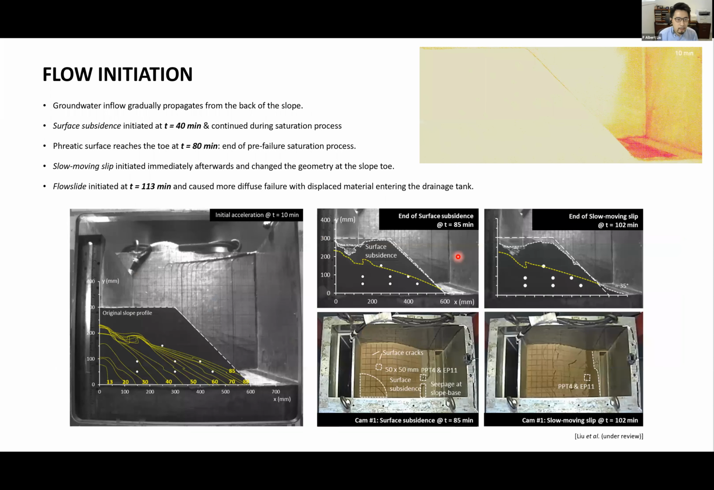So here is the slope model. And you can see here is the propagation. Of course, this is the image at the very beginning of the test, but you can see the yellow line indicates the propagation of the phreatic surface inside the slope, as you can see from the side of this high-speed camera.